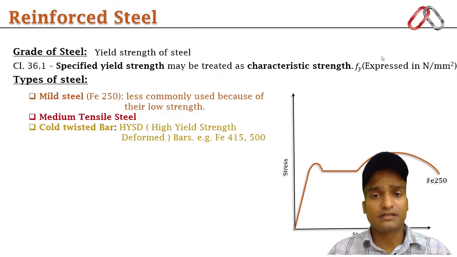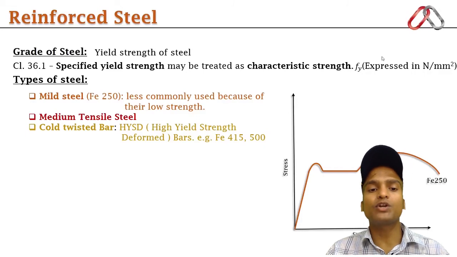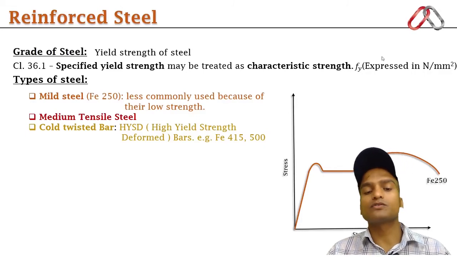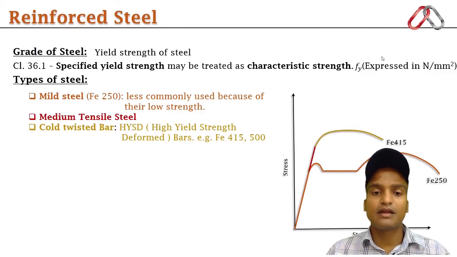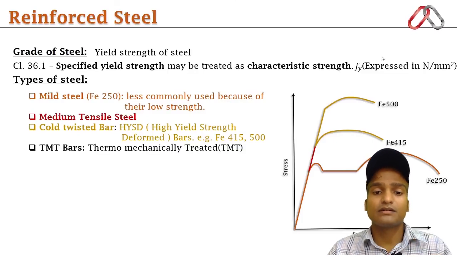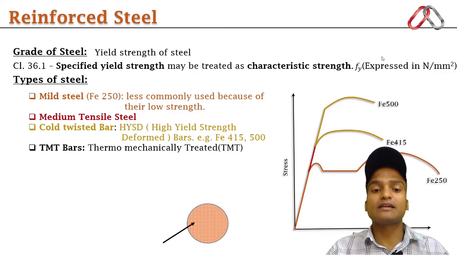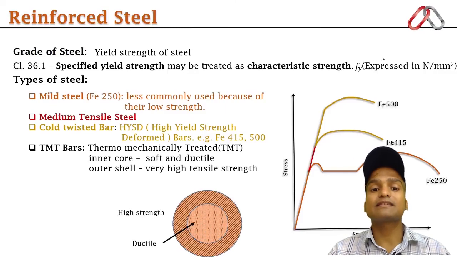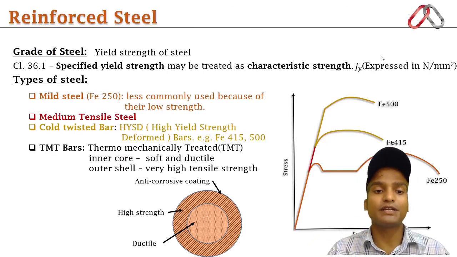And then comes the medium tensile steel, and this is also not much used. The third one is the cold twisted bar, also known as HYSD, high yield strength deformed bars, and it is represented by Fe415 or Fe500. In TMT bars we have two layers, the inner core and the outer core. The inner core is basically soft and ductile, whereas the outer layer has very high strength, and an anti-corrosive coating is also provided. This is an additional benefit of TMT bars.